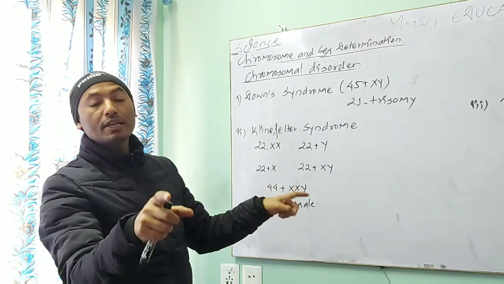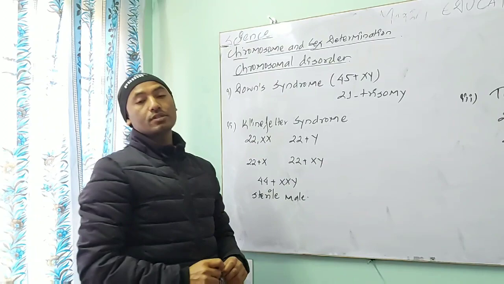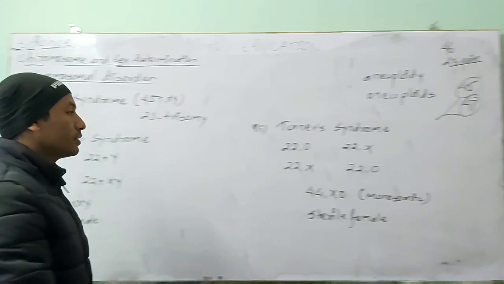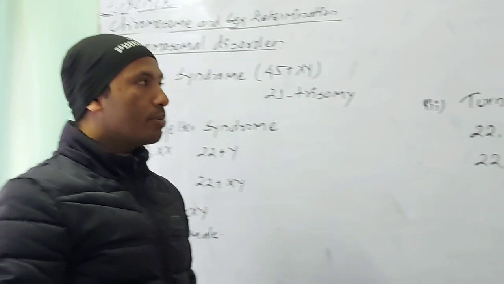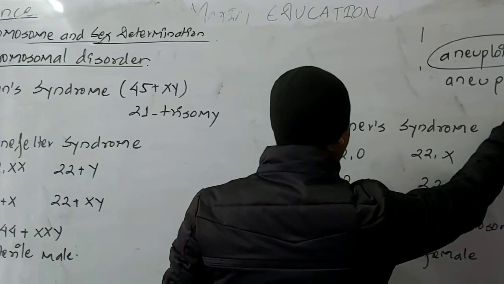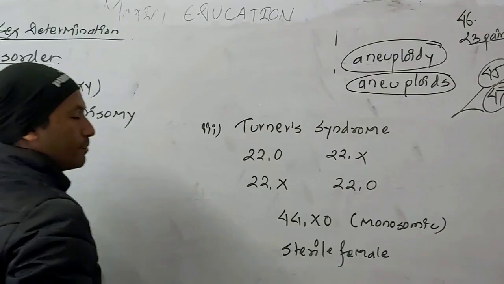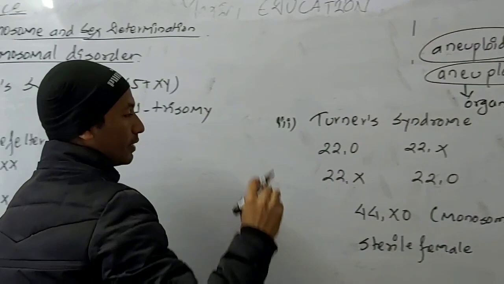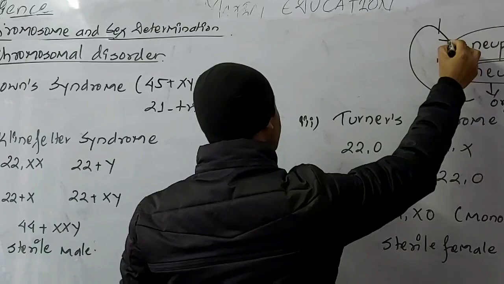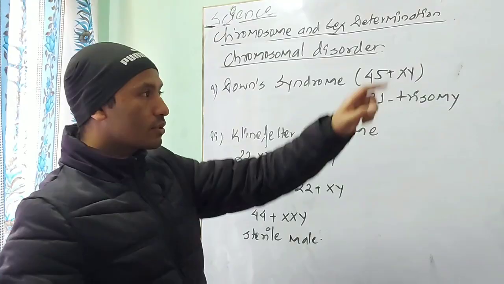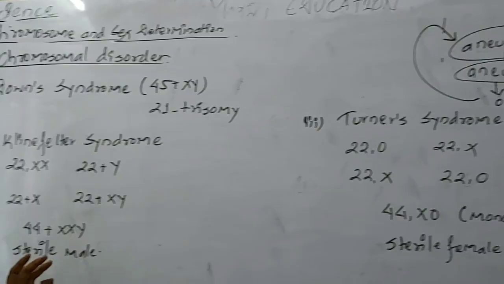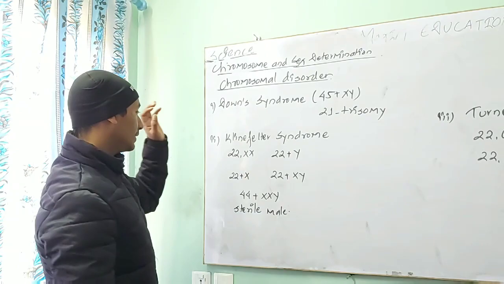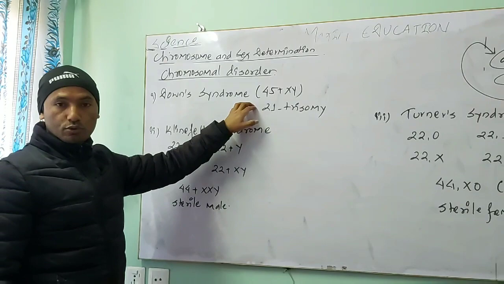During that condition, if there is a defect in chromosome number in that body, that defect is known as aneuploidy. Aneuploidy is the condition in which the number of chromosomes in the body is less or more. And the organisms having aneuploidy are called aneuploids, organisms having either fewer or more chromosomes. Aneuploidy might be due to sex chromosomes or autosomes. Now let's talk about the first chromosomal disorder, called Down's syndrome. Down's syndrome is also known as 21 trisomy.